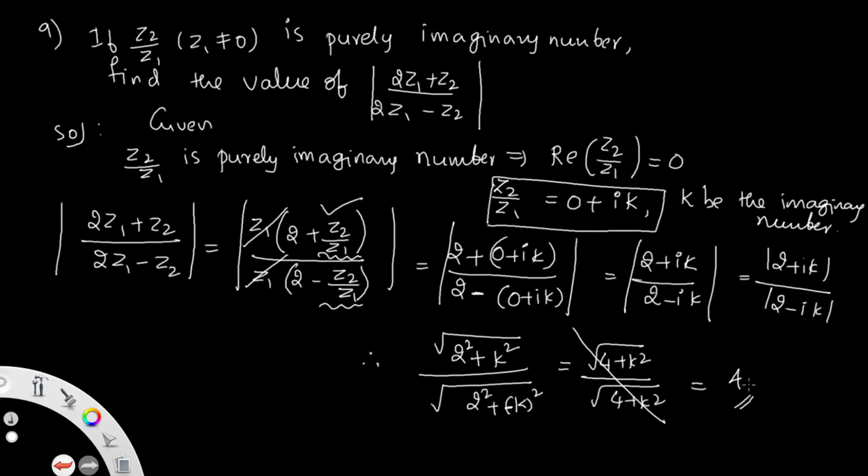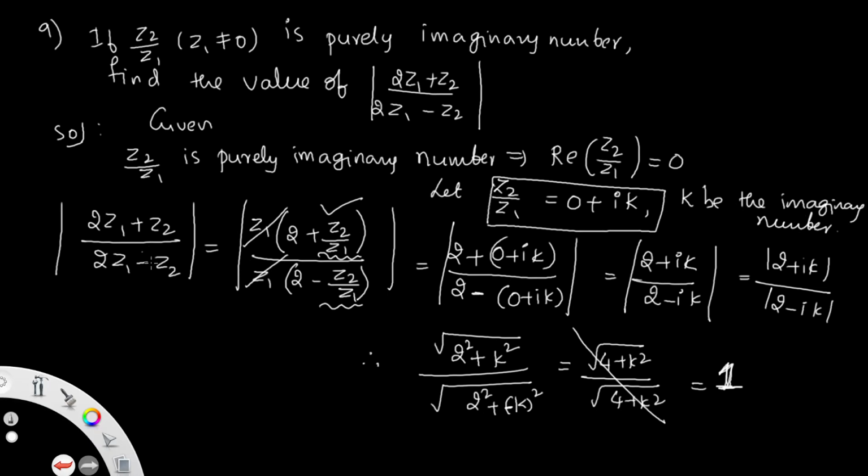So the value of the modulus of 2z1 plus z2 by 2z1 minus z2 is nothing but 1. That is what we have learned here. In the question, z2 by z1 is a purely imaginary number, which means the real part of z2 by z1 should be 0, so we take 0 plus ik, where k is a real number. So that goes into the question.